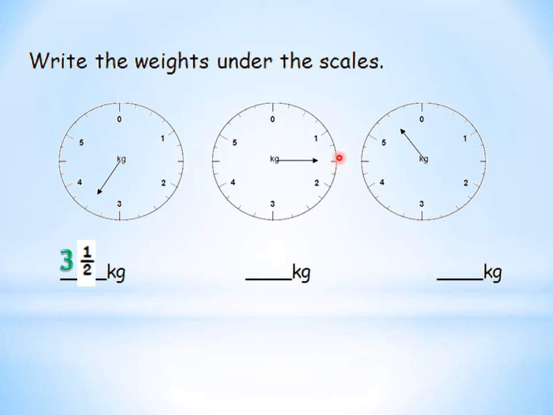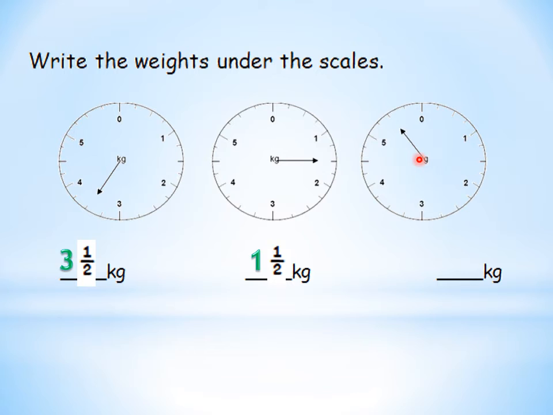The next scale, the arrow is pointing here also in the midpoint between 1 and 2. So what is this scale reading? It's reading 1.5. Yes, exactly. What does this mean? It means I didn't reach the 2. I am at the 1 and I only move halfway through. So it's 1.5. Exactly.